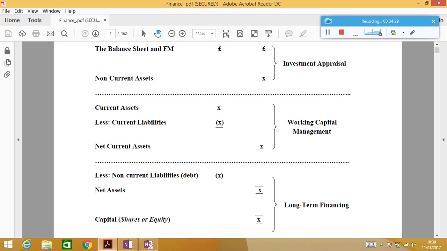How many equity do we have, guys? Yes, the shares. How many types of shares do we have? Two, right? Ordinary shares and preference shares. So what is the difference between these two?